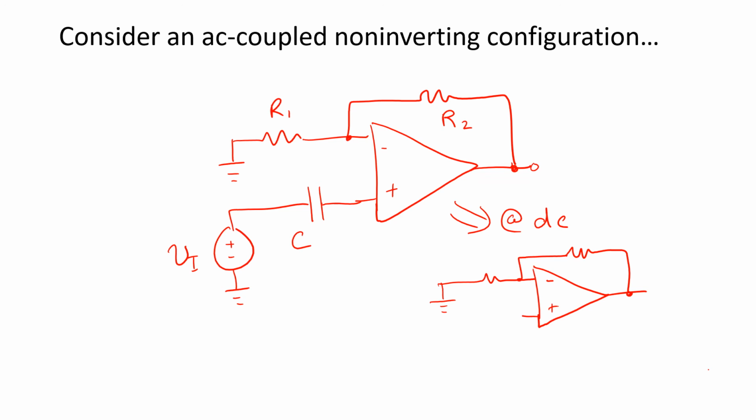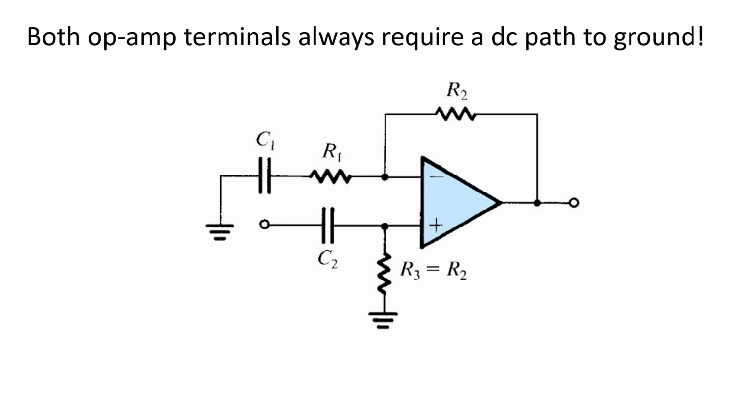But in this case, where is the input bias current, IB2, coming from? It's got nowhere to come from. So what we would see in practice if we attempted this, if there's any finite input bias current into that terminal, is that the voltage would just wander until it eventually saturates at one of the rails, and the output voltage likewise would saturate at one of the rails and would no longer be able to amplify any input applied over here on the left side of the AC coupling capacitor. So the moral of the story is that both op-amp terminals always require a DC path to ground in order to carry that finite input bias current.